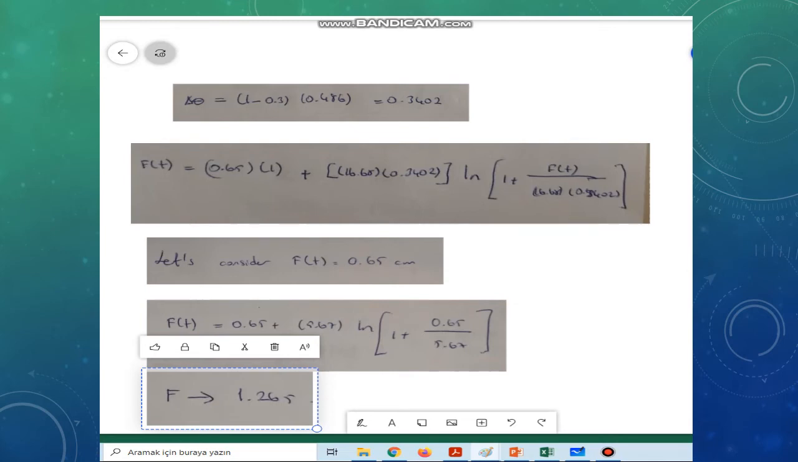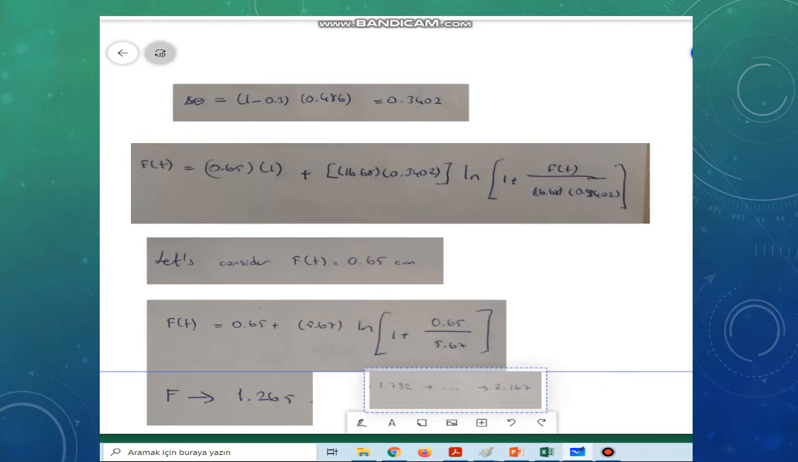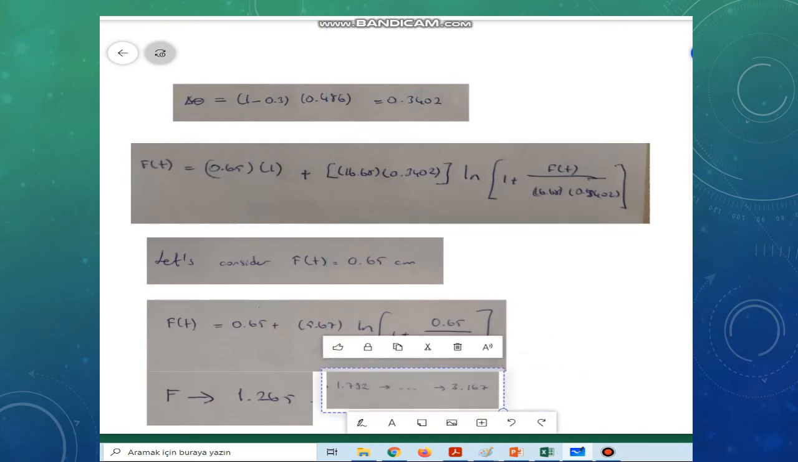I calculate the cumulative rate again, and at the end I found this one. So after I put 1.265, I found 1.792 cumulative rate on the left hand side. Then after that I plug again and then again and again, iterative function.